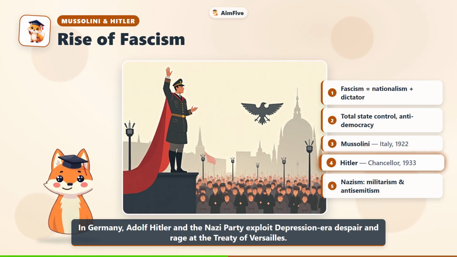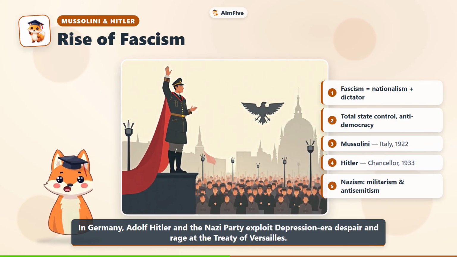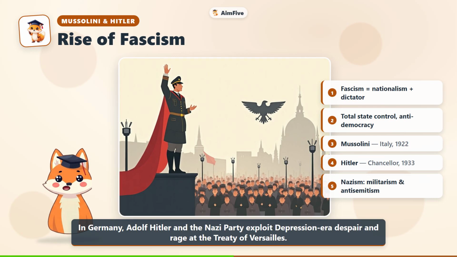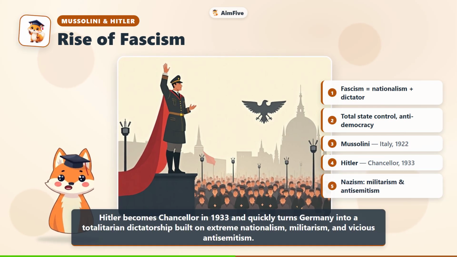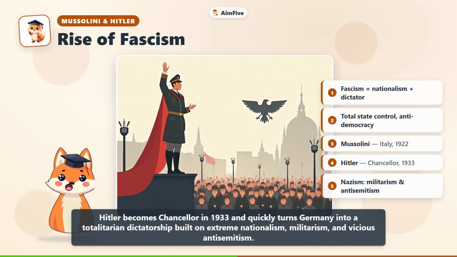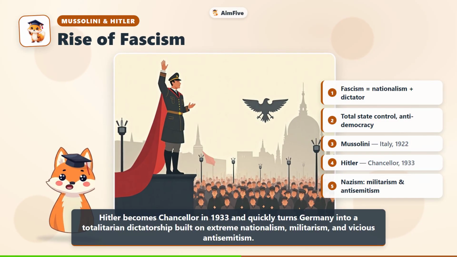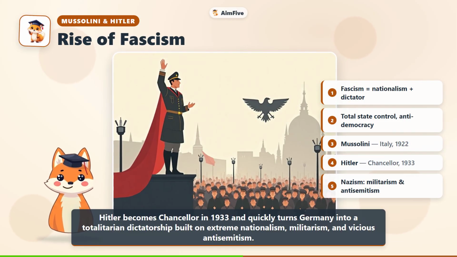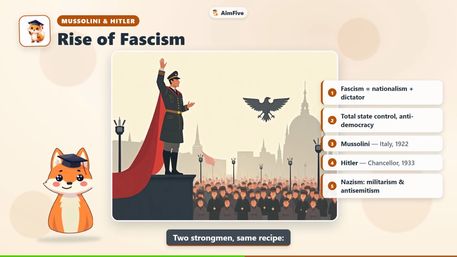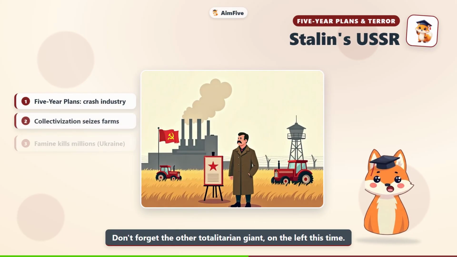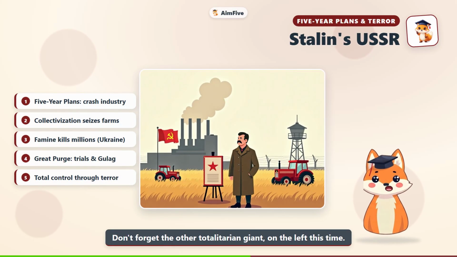Then the bigger one. In Germany, Adolf Hitler and the Nazi Party exploit Depression-era despair and rage at the Treaty of Versailles. Hitler becomes chancellor in 1933, and quickly turns Germany into a totalitarian dictatorship built on extreme nationalism, militarism, and vicious anti-Semitism. Two strongmen, same recipe. Crisis plus resentment equals dictatorship.